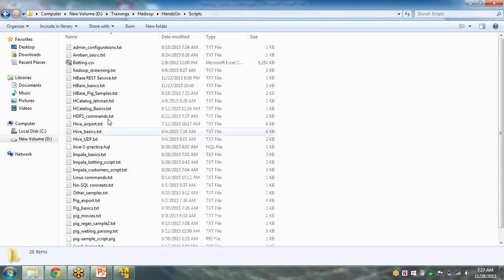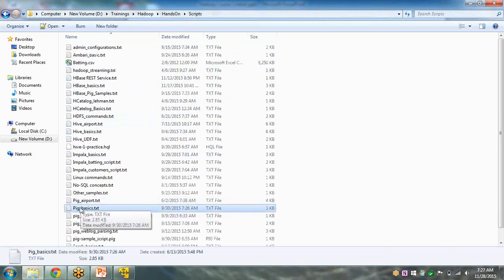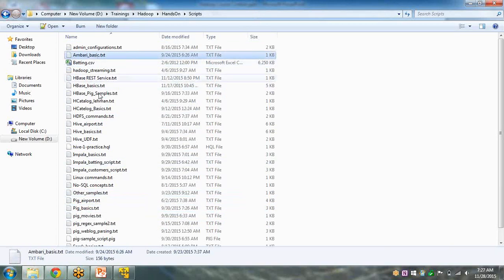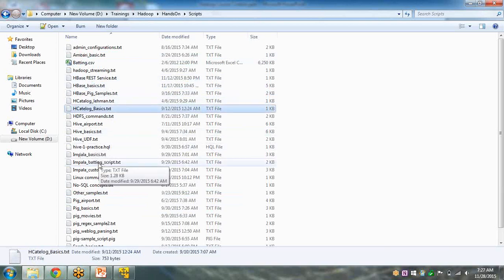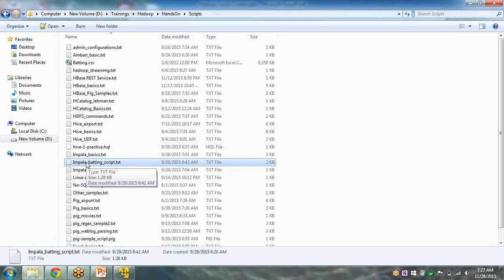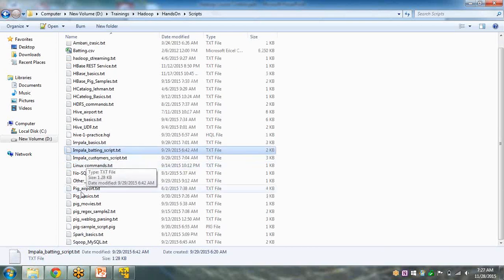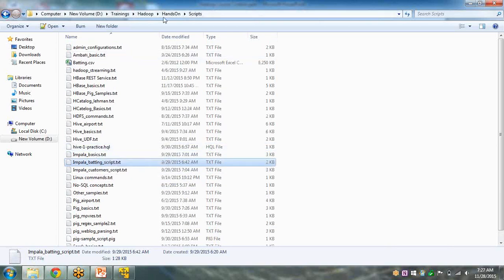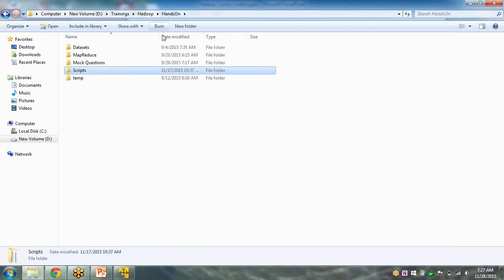So that same theme I'm going to follow: Pig basics and some advanced commands, Ambari basics, HBase basics and HBase advanced concepts, HCatalog, and like that we come through Impala basics and other advanced learnings. The same theme I'm going to continue across the learning year. Got it. So this is how it would be. It's up to you.